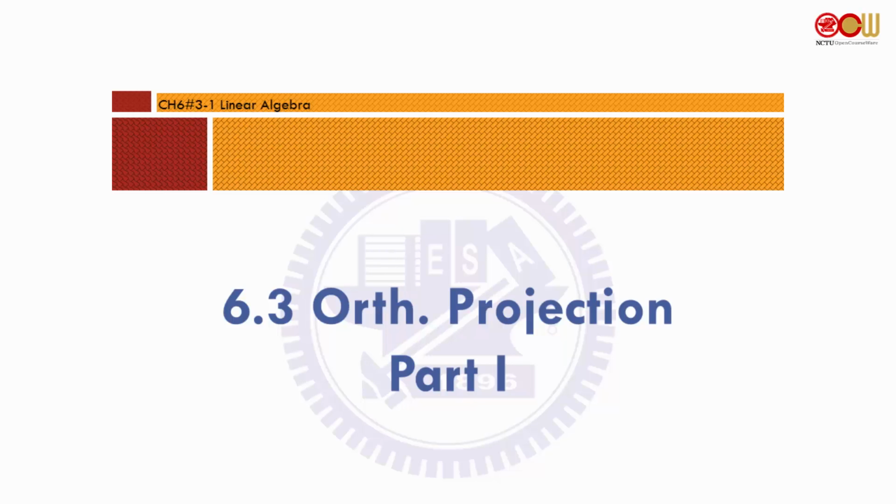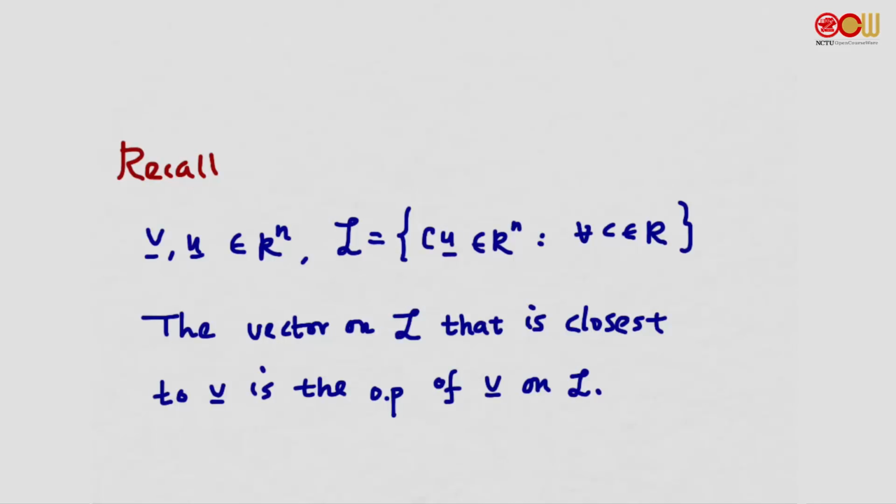6.3 Orthogonal Projection. Recall the following result. Suppose we have two vectors u and v in Rn, and the line L is formed by the vector u. Then the vector on L that is closest to v is the orthogonal projection of v on L.